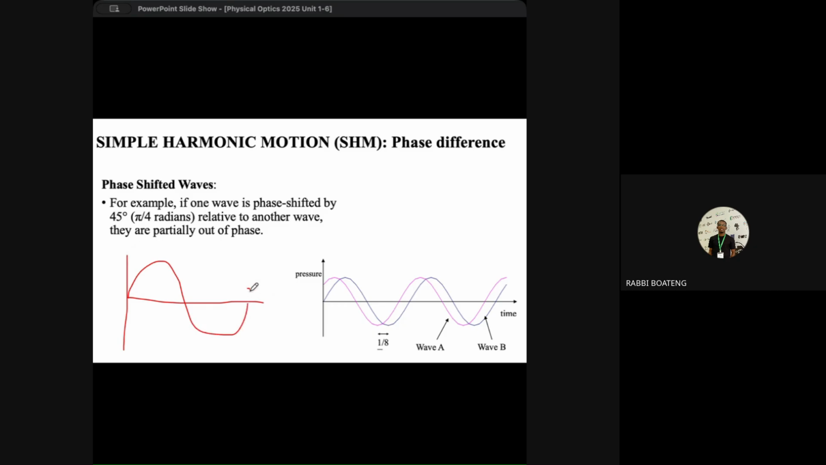Now, we know this end is 2 pi for a full 360. For 180, I have a pi here. For 90, I have a pi on 2 here. Now for 45, where is 45 going to be?